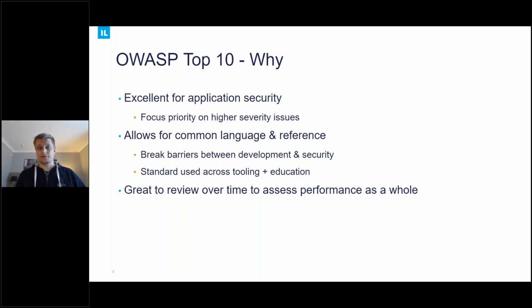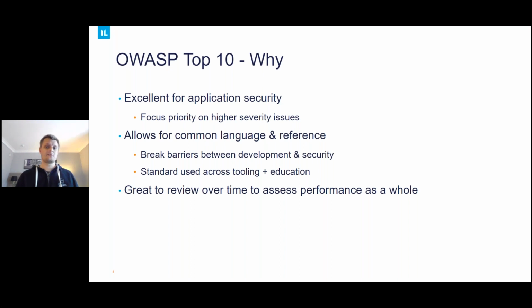So why have this list in the first place? Well, it's an excellent starting point for when you're trying to introduce security in your application and development. There are so many vulnerabilities out there that it can be really difficult to gauge where you should start. Since these are the most prevalent and often the highest risk vulnerabilities, these are the ones that you probably want to look at first. These are the ones that if you solve, you're probably going to reduce the risk a lot. Not completely, but significantly reduce the risk. So it allows you to focus on higher priority and higher severity issues, reducing risk.